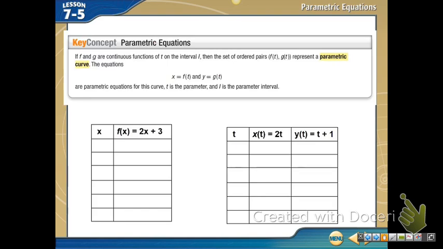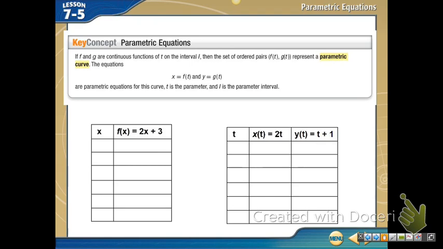So what is a parametric equation? If you look at the formal definition, f and g are continuous functions of t over some interval. Then f of t and g of t represent a parametric curve. So what does that really mean?